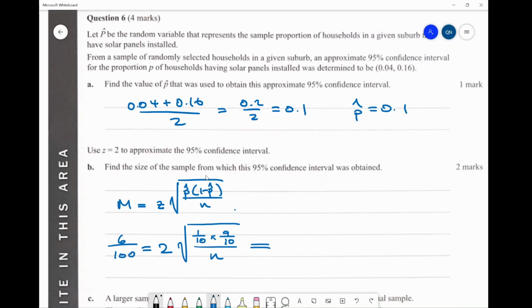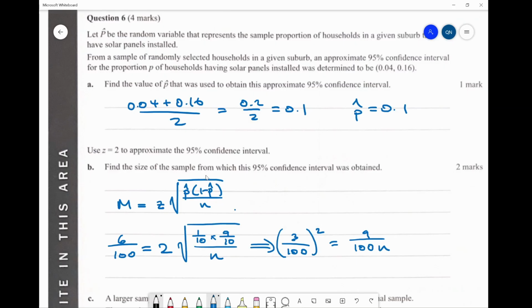Okay, so let's rearrange things a little bit. Bringing the 2 over, we're going to get 3 over 100. Bringing the square root over, this whole thing is going to be squared, and this is equal to 9 over 100, and then we also have an n in the denominator as well. And we just have to solve for n from here.